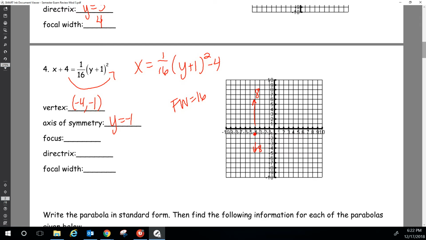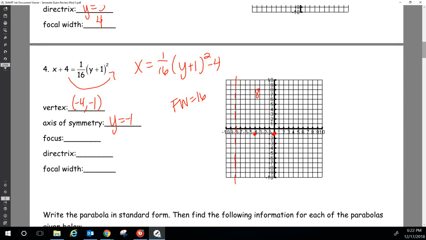Since it's positive, I know my focus is going to be to the right, so that'll open right. So I'm going to do half of 8, which is 4, which would put me right here. And the other half of 8 would put me back here at -8. So -4 minus 4 would be -8.